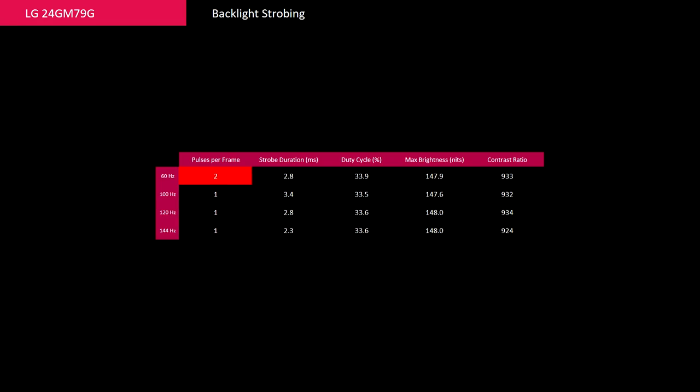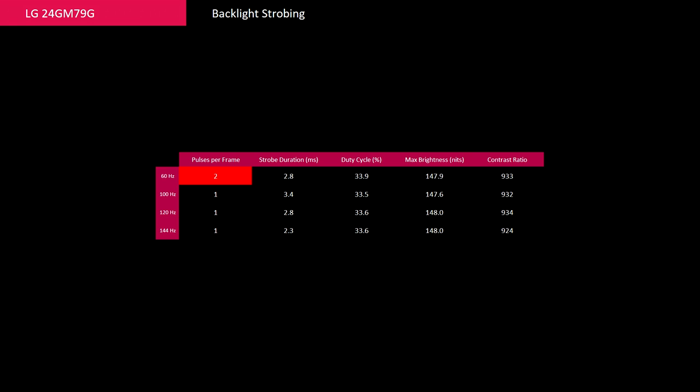You can see here from the chart, the LG can maintain a pretty good brightness even during strobing, and it maintains nearly the same contrast ratio as without strobing. 150 nits is good enough, even in a fairly bright room. LG maintains that same brightness for all the refresh rates by using a consistent 33% duty cycle. 33% on, 67% off. But based on the strobe durations, which are all greater than 2 milliseconds, I'm not sure where their 1 millisecond motion blur reduction is coming from.